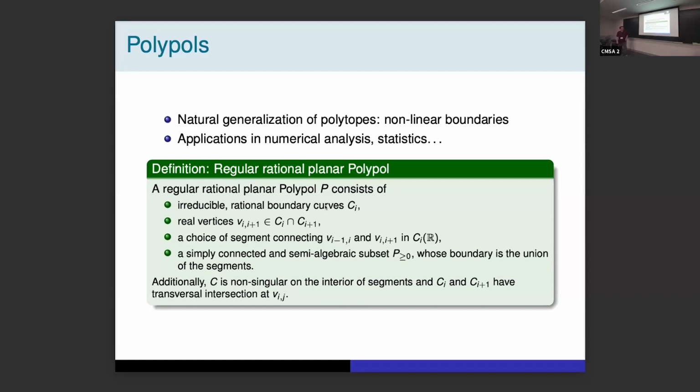We have irreducible rational boundary curves, C_i, and we have real vertices, which are pairwise different. That's also important. With real vertices contained in adjacent boundary curves, we always choose a segment on this particular boundary curve between two adjacent vertices. We also choose a simply connected semi-algebraic subset, which is then supposed to be the positive part. Additionally, we require that C is non-singular on the interior of the segments, and we have transversal intersections at the vertices.